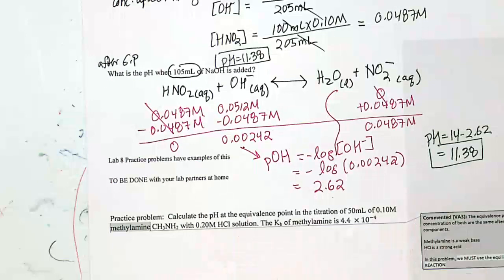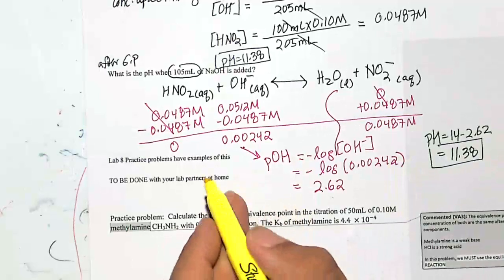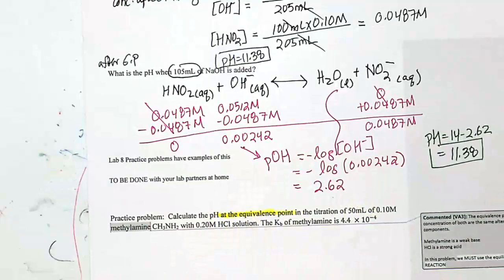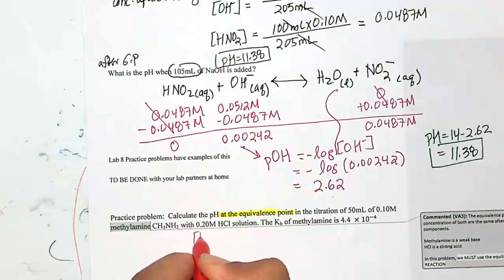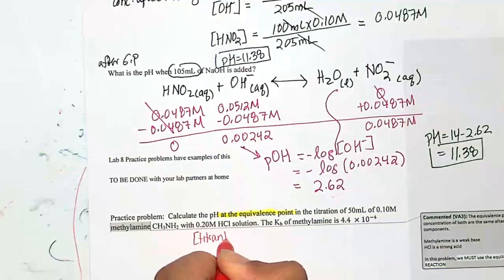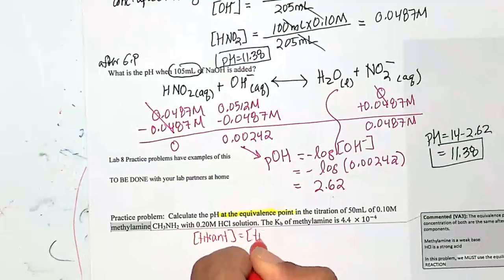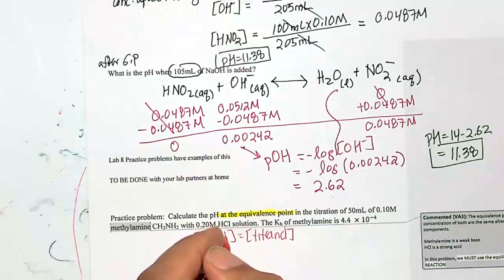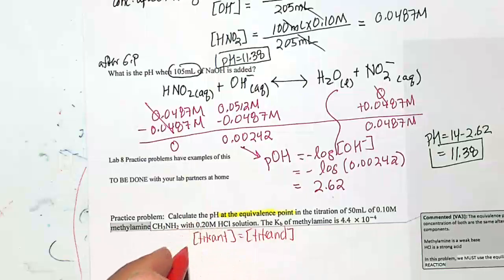So here's an example at the equivalence point. I will let you do this, and then I will post the answer up. Do this as a practice problem. What will you use here? The back reaction. What is the equivalence point? It is when your titrant is equal to your titrand. So that's what happens at the equivalence point.